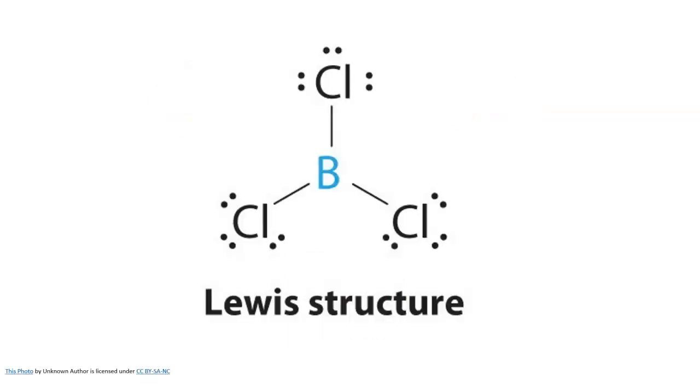So our guidelines to drawing our VSEPR sketches: 1, draw the Lewis structure. You know how to do that. 2, count the number of outer atoms and lone pairs around the central atom. If we do that, I'm going to show you how we're going to use our chart. This is going to be your central atom. These right here are going to be your outer atoms.